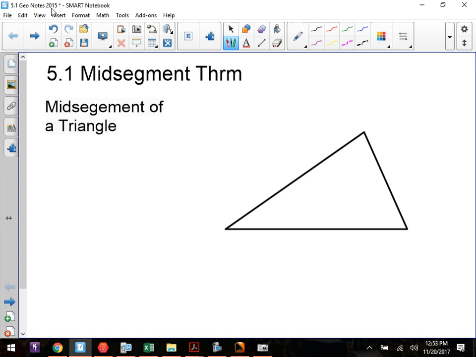Mid-segments of a triangle are segments that connect the midpoints. Mid-segments in a triangle are segments that connect the midpoints. And what happens is they have a couple of boundaries.